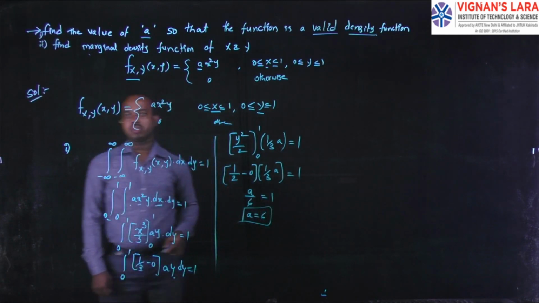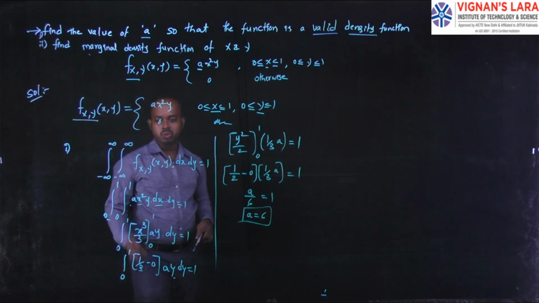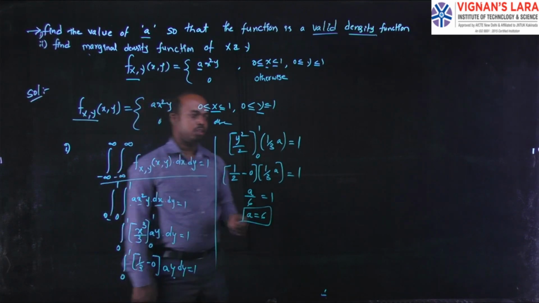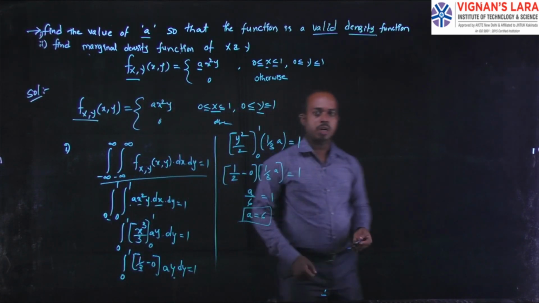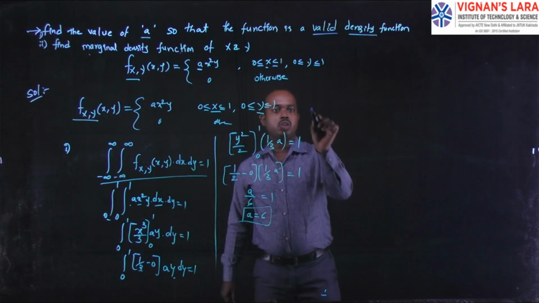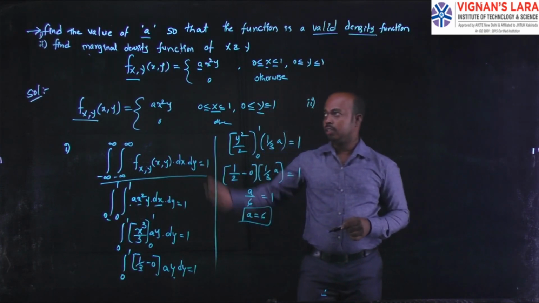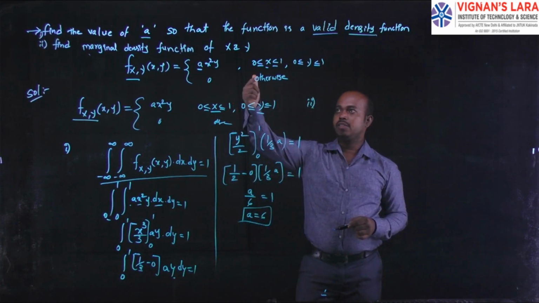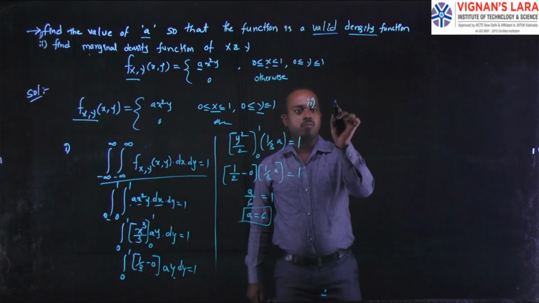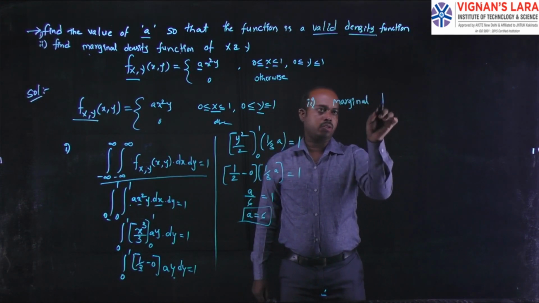When a function like this is given and he says that it is a valid function, you can use this relation, a property of the joint density function. Then you can easily find the unknown parameter in any joint function. This is the first point. Coming to the second one: we find the marginal density function of x and y. For this, here I am writing the marginal density function formulas.